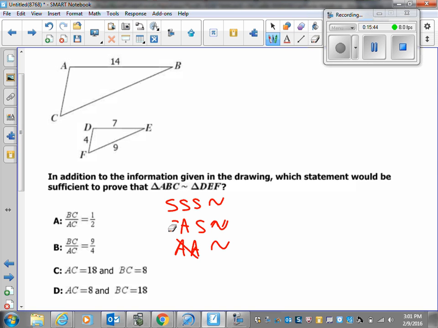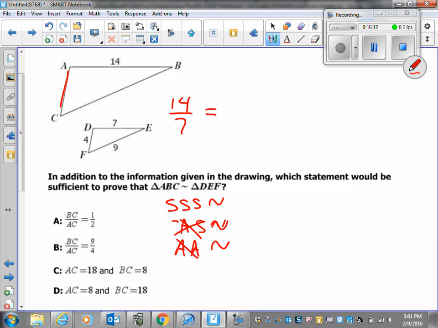So I can do 14 over 7 equals AC over 4. And you can clearly see that it is doubled, right? So you guys can find that. Then you can do BC over 9. So find those lengths and you'll be able to find the answer.